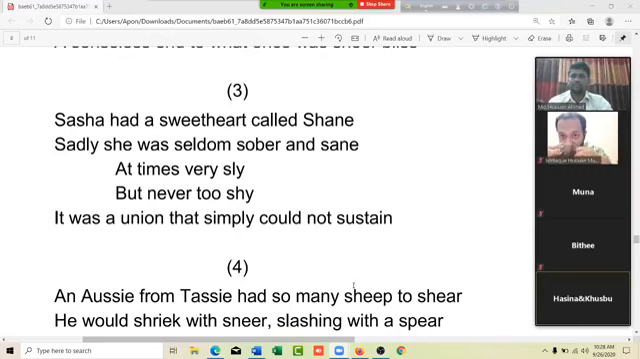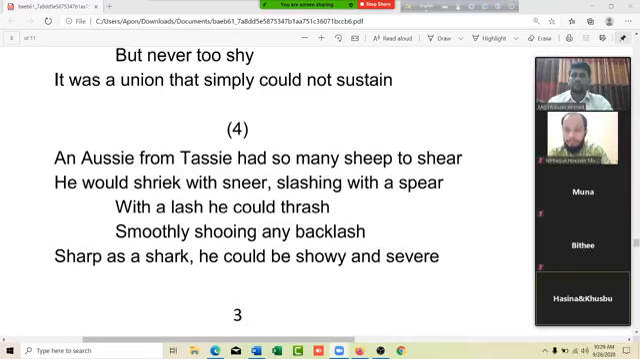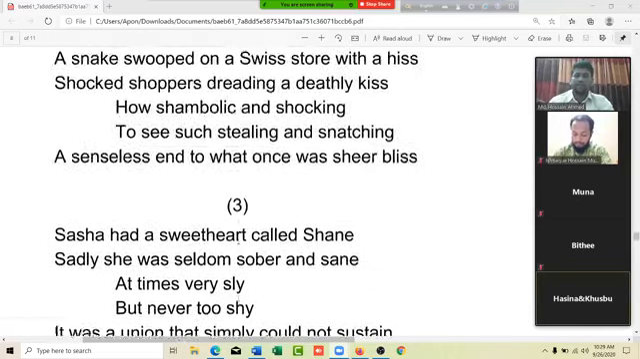Sasha had a sweetheart called Shane. Sadly, she was seldom sober and sane, at times very sly, but never too shy. It was a union that simply could not sustain. 4. An Aussie from Tassie had so many sheep to shear. He would shriek with snare, slashing with a spear. With a lash he could thrash, smoothly showing any backlash. Sharp as a shark, he could be showy and severe. Okay, Vithi.